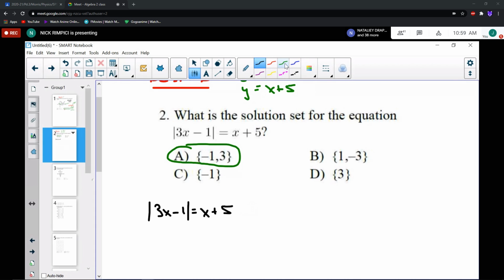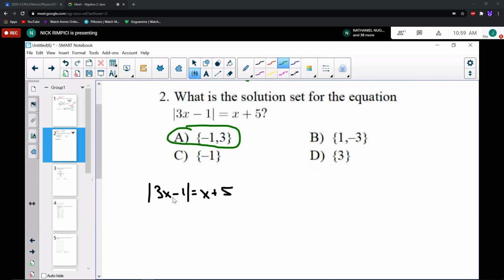Okay, algebraically, to do it that way, I have to get rid of the absolute value. And to get rid of the absolute value, if you can remember back, I have to make two separate equations. The original, which is easy, that's just 3x minus 1 equals x plus 5. I didn't do any work at all. I just copied what I have. 3x minus 1 equals x plus 5.